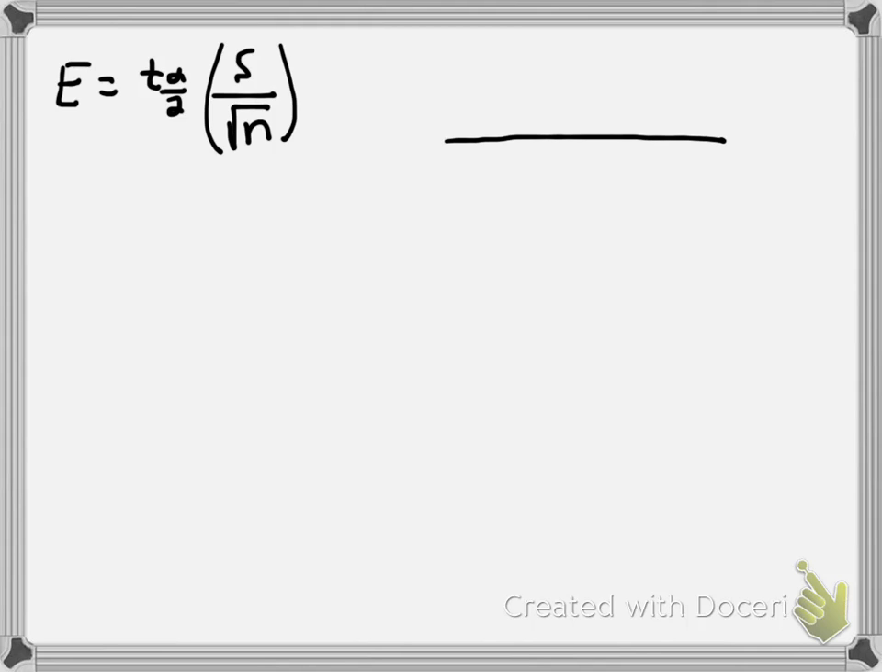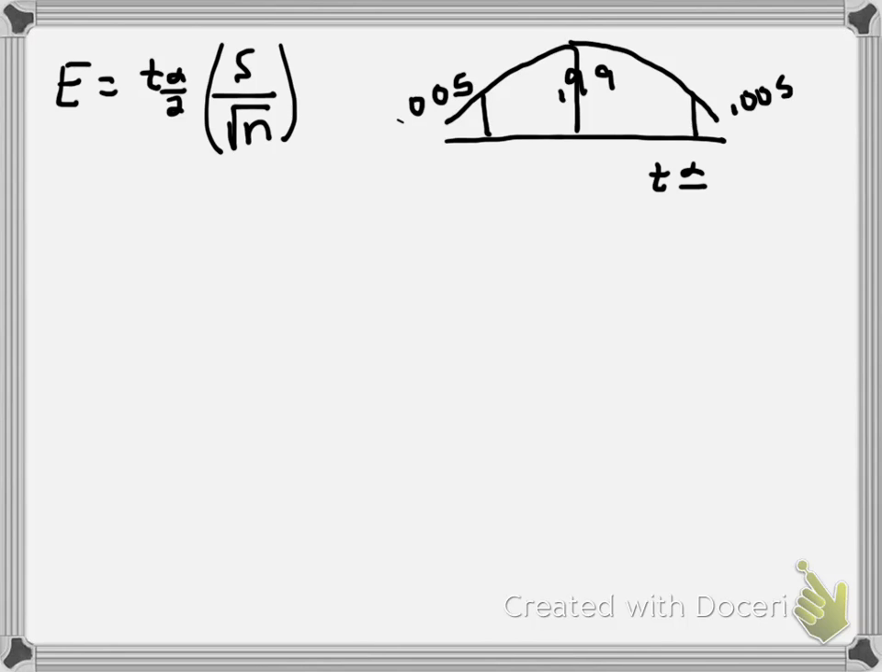Finding the t critical value is very similar to finding the z critical value. We have 99% confidence, so 99% of the data is in the middle. That leaves 1% left over, or 0.005 in each tail. And here's where t alpha over 2 is.